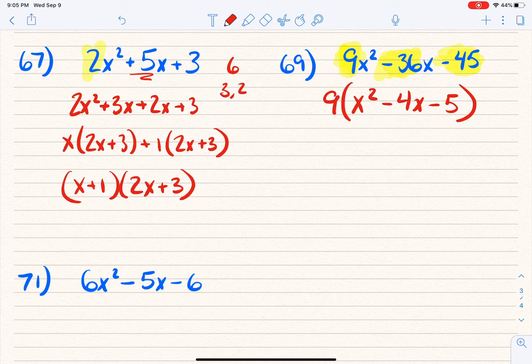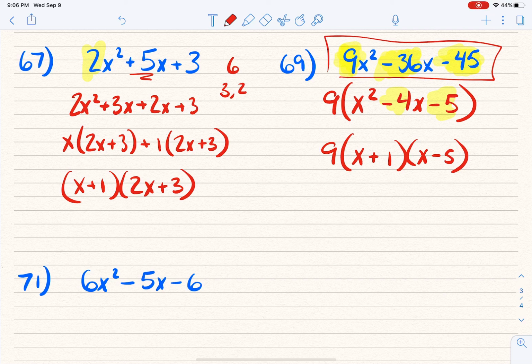So I could go, well, what are the factors of -5 that sum to -4? And that answer would be -5 and +1. So I have 9 times x plus 1 times x minus 5. And that's it. And man, you didn't think that was going to go so easy because it seemed really complicated and scary up here.